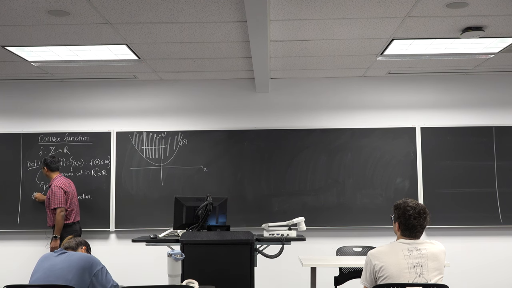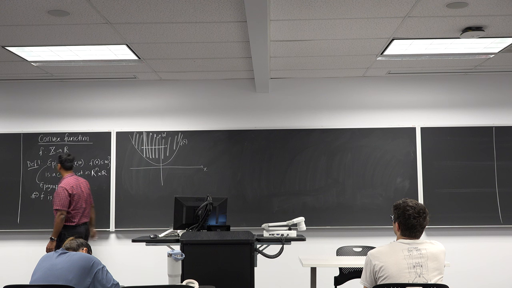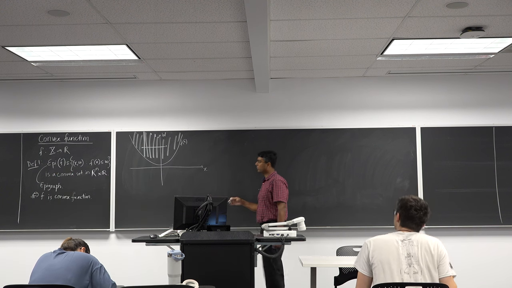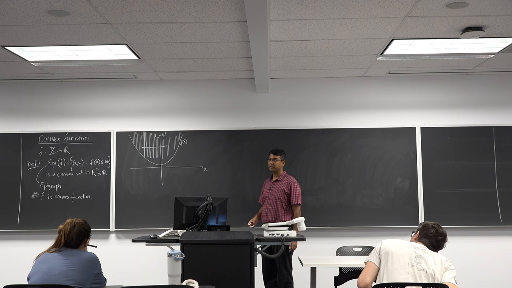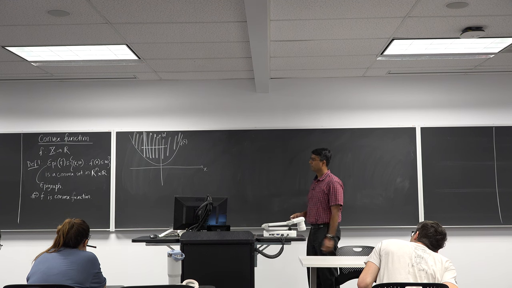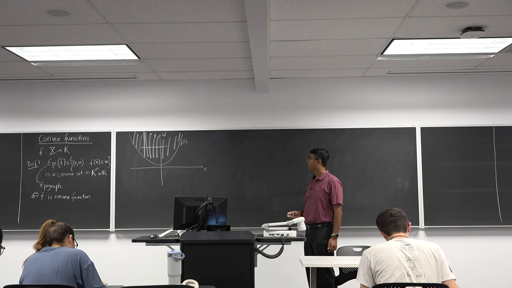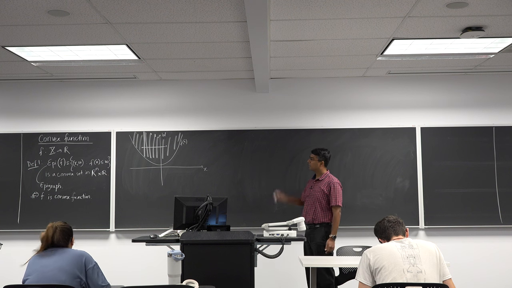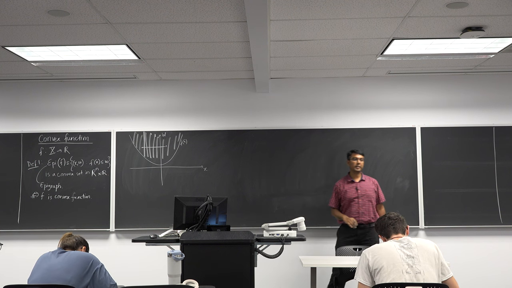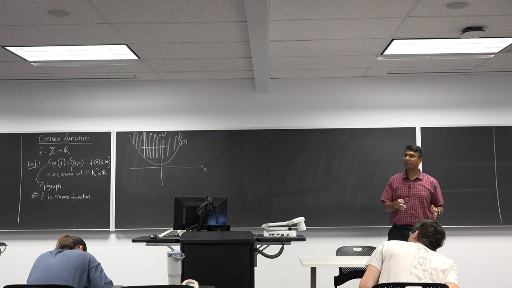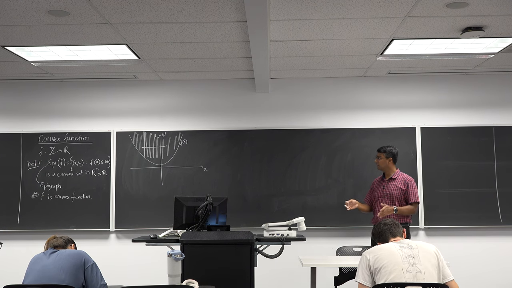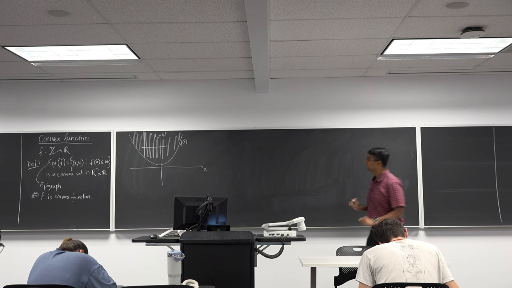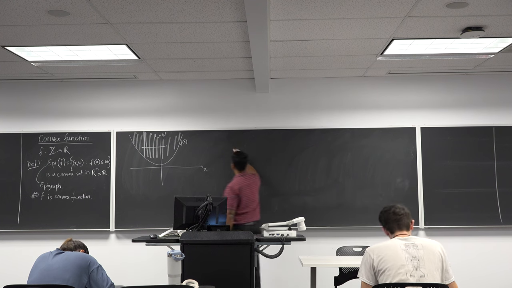Let me make it this way. If and only if. So f is a convex function if and only if the epigraph is a convex set. So that's one definition of convex function, and that's called a set theoretic definition of convex function. So the way we define a convex function is we construct a set. If that set is a convex set, then the function is convex. This is another way to define convex function.